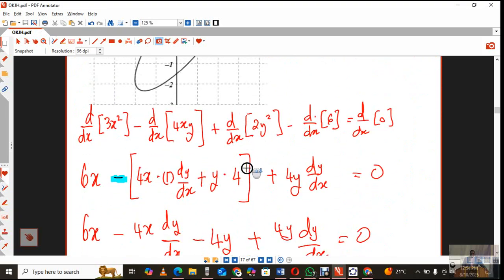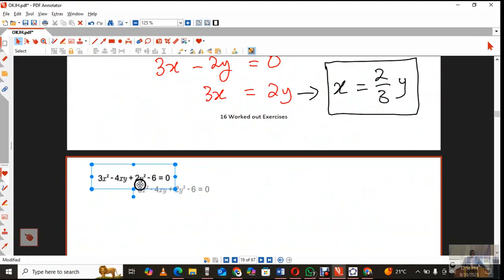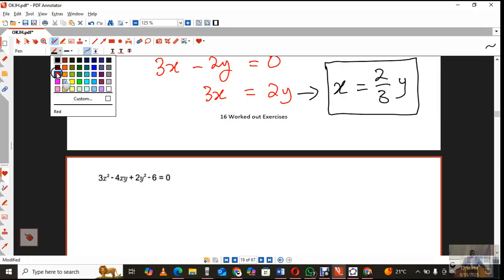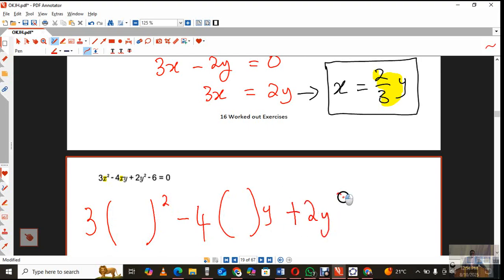So there's the equation, and we are going to have it here. I'm looking for the coordinates. Everywhere where I have an x, I'm going to substitute it by this value. Does that make sense to you? Right, so that's 3 in brackets squared minus 4 in brackets, that should multiply by y as well, plus 2y squared minus 6 is equal to 0.